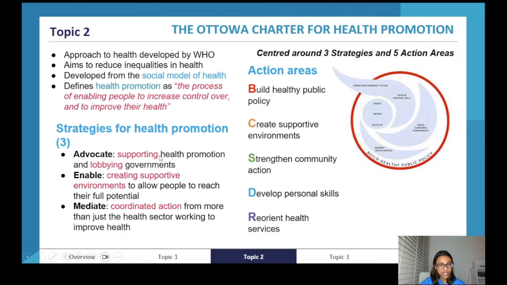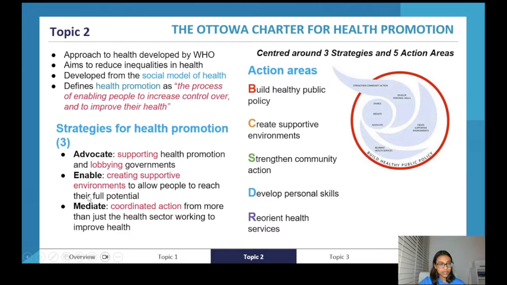So advocating: supporting health promotion by lobbying government. That's like trying to pass bills for banning cigarette smoking and all of that. I think they're trying to do that in Britain right now, so that was kind of cool. I don't know if it was a fake article, but it'd be cool to see how that pans out.